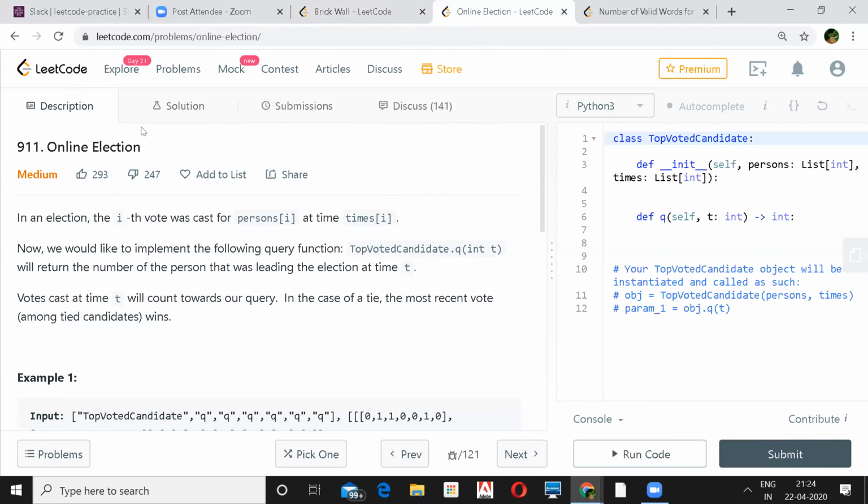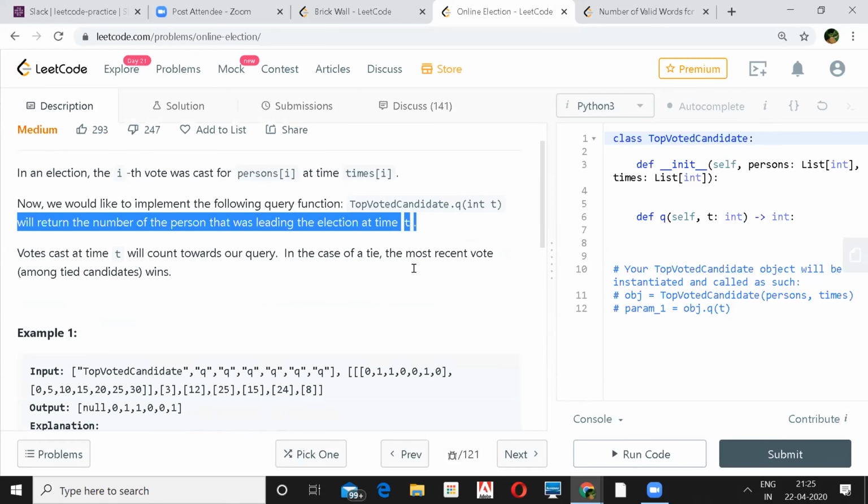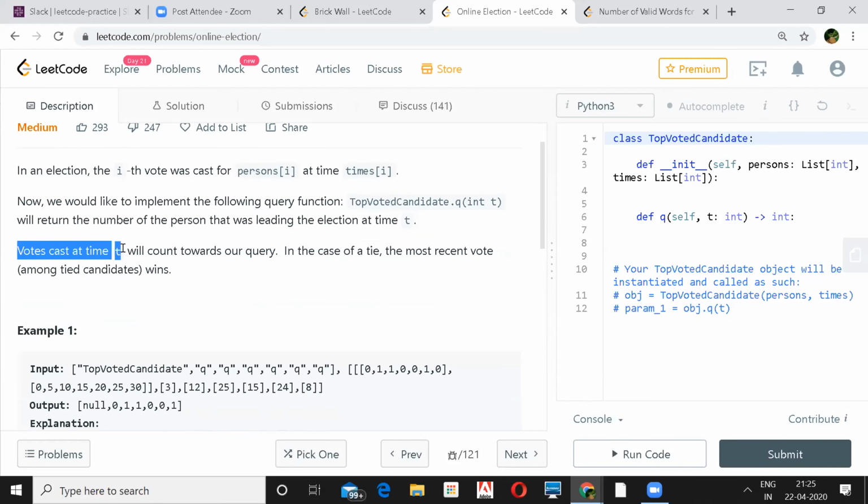So it's an online election. In an election, the ith vote was cast for person I at time times of I. Now we would like to implement the following query function, TopVotedCandidate.q. They're passing a parameter whose data type is integer, and it will return the number of the person that was leading the election at a given time t. The votes cast at time t will count towards our query, and in case of a tie, the most recent vote will be taken into consideration.